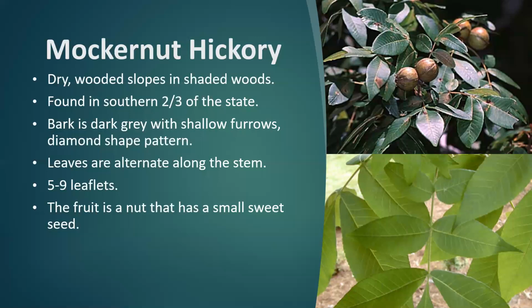So mockernuts are typically going to be found on dry wooded slopes. They are fairly shade tolerant, so you can find them frequently in shaded areas. They're found in the southern 2/3 of the state more commonly. You can occasionally find them in the more northern portion of the state, but they're going to be very readily found in the southern 2/3 of the state. Again, their leaves are going to be alternate along the stem. They will have 5 to 9 leaflets. And again, the fruit is a nut that has a small and sweet seed.